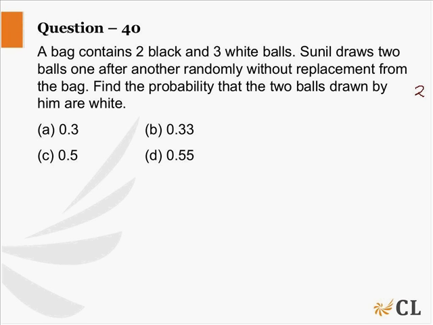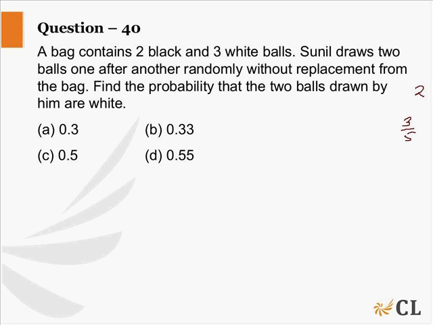There are 2 black and 3 white balls. So Neil draws 2 balls one after another randomly without replacement from the bag. Find the probability that both balls drawn are white. So if I draw the first ball, the probability of getting the first ball as white is nothing but 3 by 5. There are a total of 5 balls and 3 balls are white.